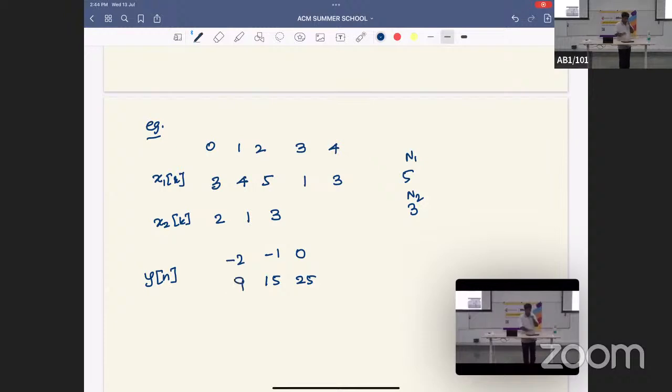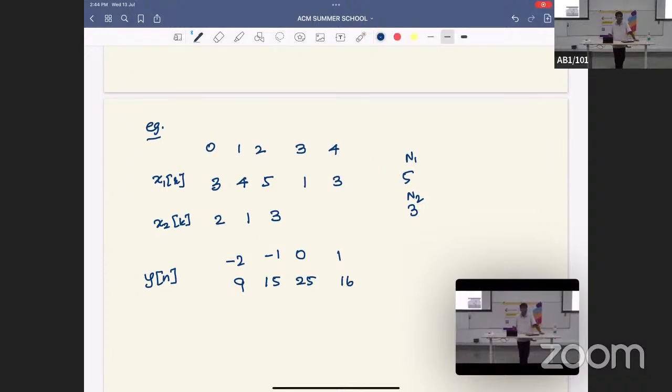Then let's go back to this original configuration and start pushing this sequence to the right, right? Then what happens? You push it to the right. Then this gets multiplied by this. This gets multiplied, this gets multiplied. 3 plus 5 plus 8. How much? 16. So at 1, you will have 16.